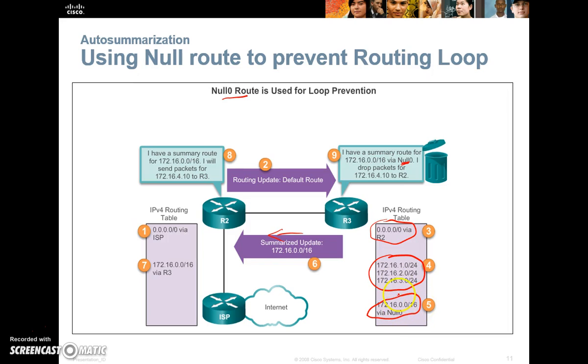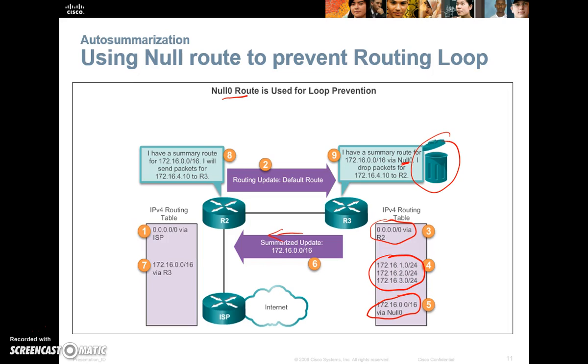This is created because R3 sent a summarized route to R2. Because it sent a summarized route to R2, it also creates 172.16.0.0/16, and it will send to Null 0. What is Null 0? Null 0 is actually a rubbish bin. It means whenever R3 receives a packet going to this network and can't route it, it will send it to the rubbish bin. That means it will throw away the packet.